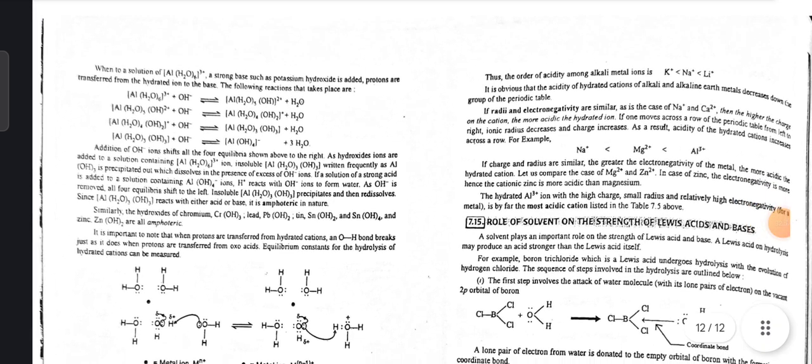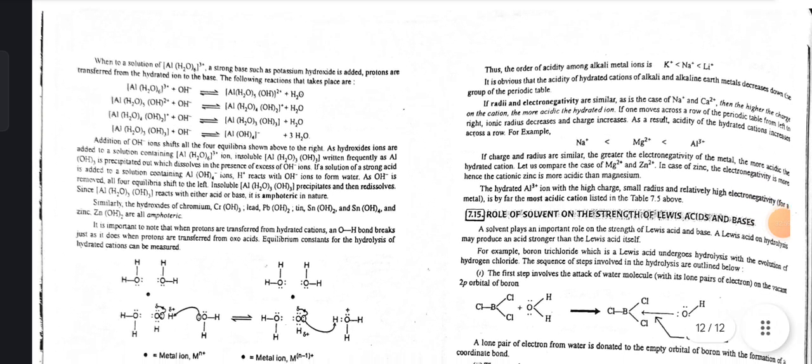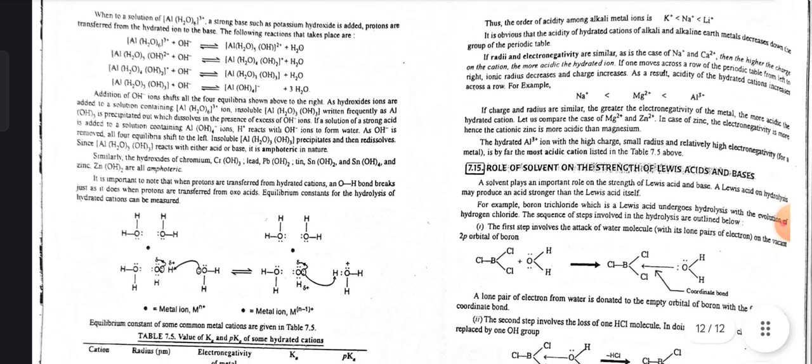When a strong base such as potassium hydroxide is added to a solution of Al(H2O)6 3+, protons are transferred from the hydrated ion to the base. The following reactions take place. Addition of OH negative ions shifts all four equilibria shown above to the right. As hydroxide ions are added to a solution containing Al(H2O)6 3+ ions, insoluble Al(OH)3, which is frequently written as Al(OH)3, is precipitated out, which results in the presence of excess OH negative ions.